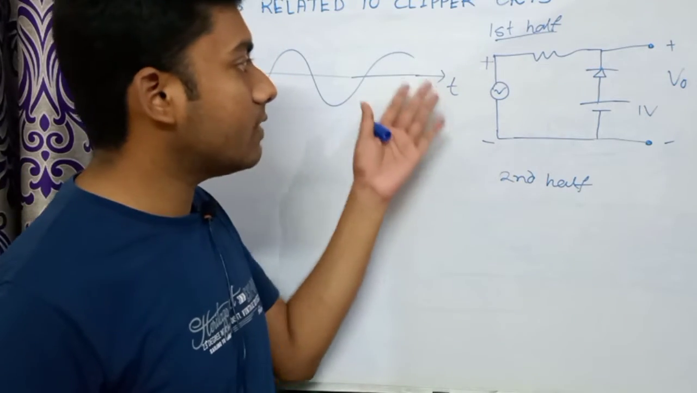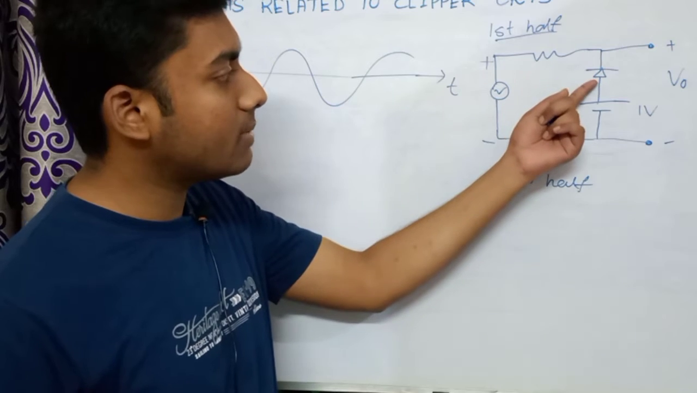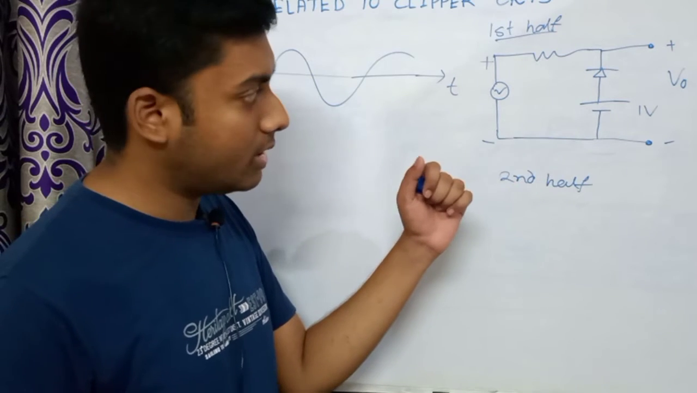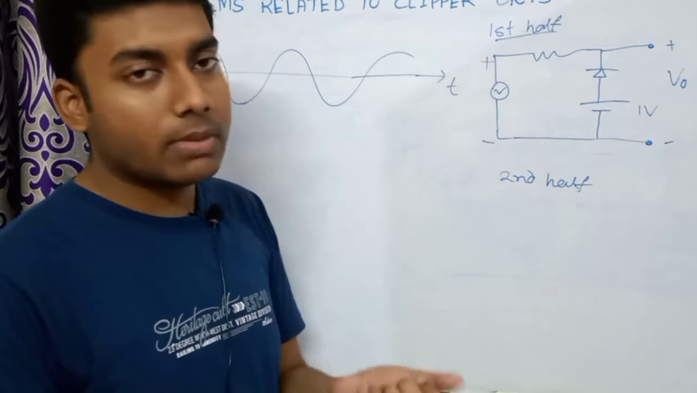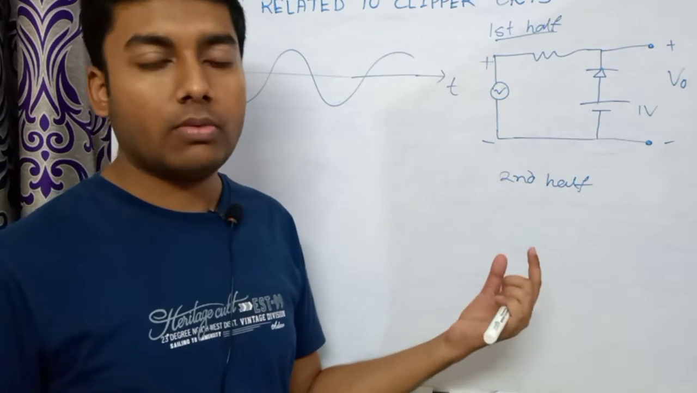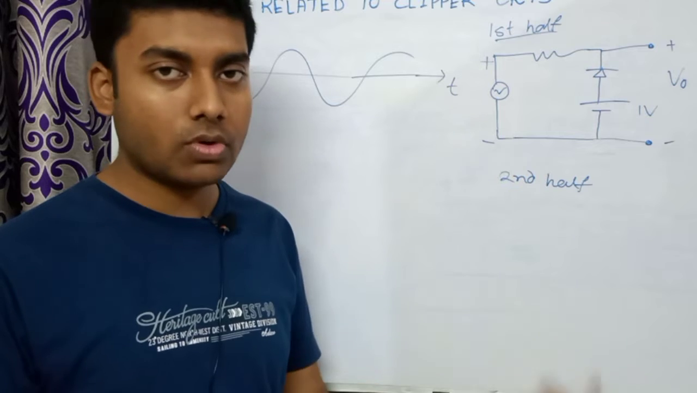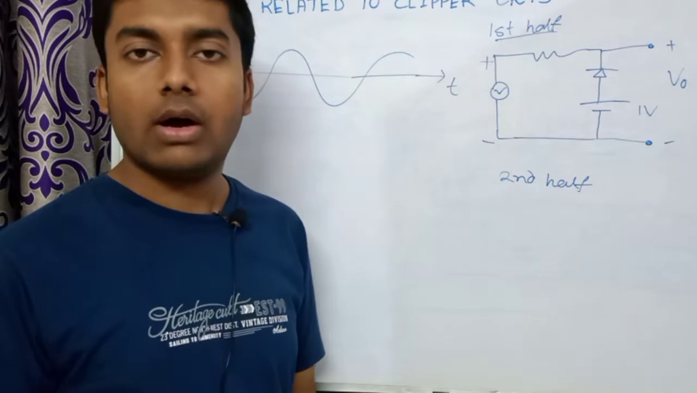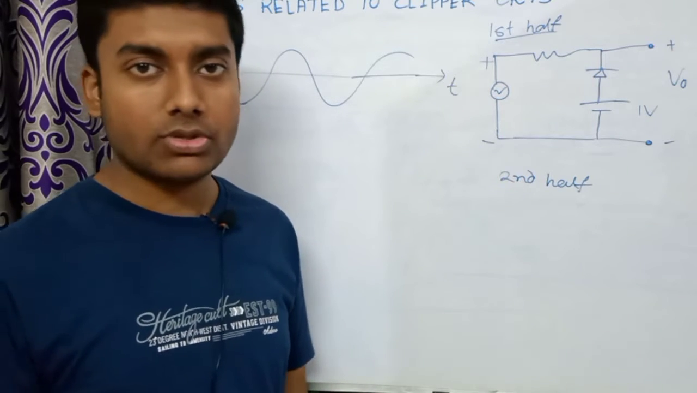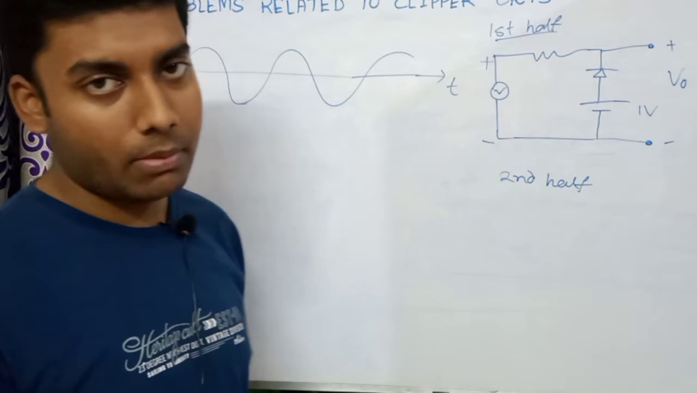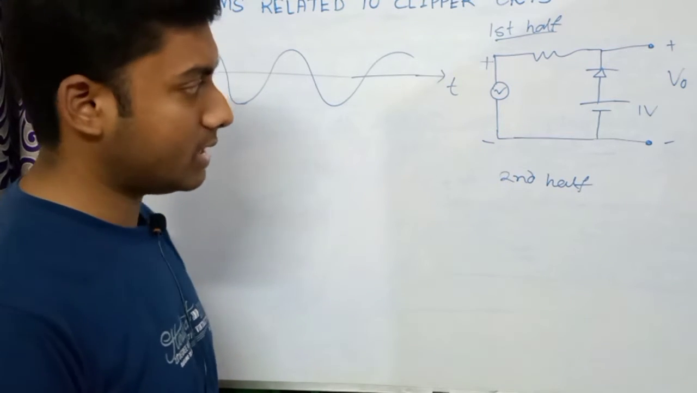In the first half cycle, this is the P terminal and this is the N terminal of this diode. Now we know how a PN junction works, how the forward bias and reverse bias of a PN junction work. If you don't know how this works, I have already made a video on this topic, so I will give the link of the electronics playlist in the description box. From there you can watch that.